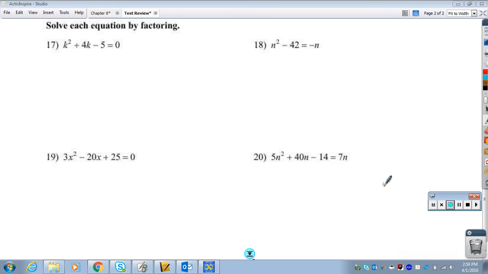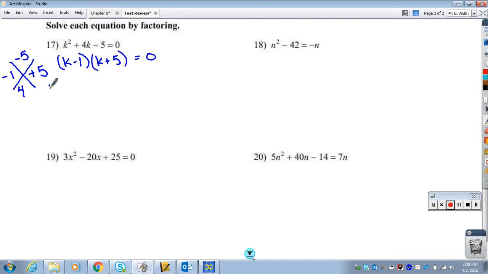Okay, now we're going to solve equations by factoring. So we're going to do the same thing that we've been doing. We're going to factor and then one little step at the end to get a solution. k squared plus 4k minus 5. That is an a equals 1, so I'm going to go ahead and factor. Need numbers that multiply to negative 5, add up to positive 4. So I'm going to have one minus and one plus, and I need this to be 1 and 5. So my factors are k minus 1 and k plus 5.